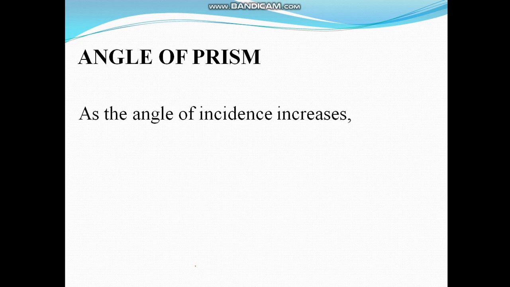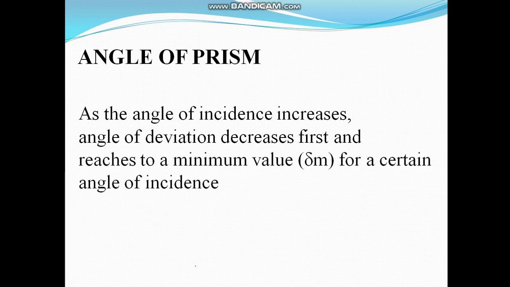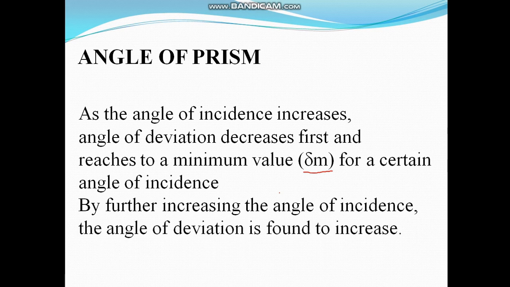Now as the angle of incidence increases, angle of deviation decreases first. That means as the angle of incidence is increasing, angle of deviation decreases initially. It reaches a minimum value, and that minimum value is given by the symbol del m, for a certain angle of incidence. By further increasing the angle of incidence, the angle of deviation is found to increase.